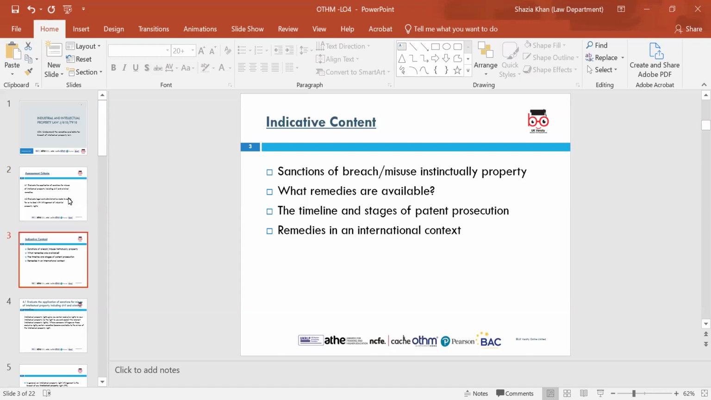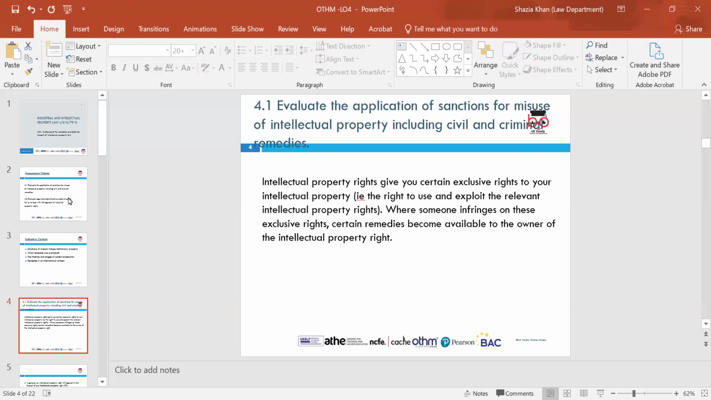So the indicative content: we're going to look at sanctions of breach, misuse of intellectual property, what remedies are available, the timeline and stages of patent prosecution, and remedies in international context. So firstly, 4.1, evaluate the application of sanctions for misuse of property, including civil and criminal remedies.